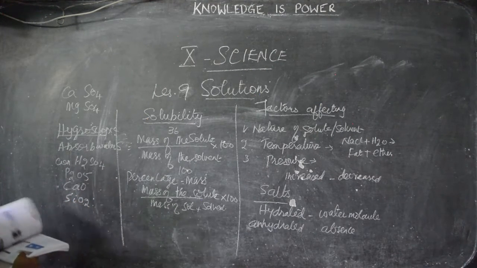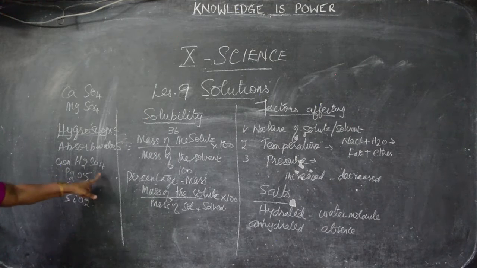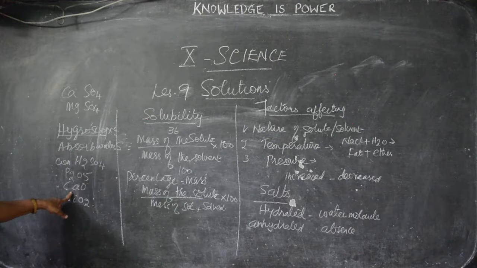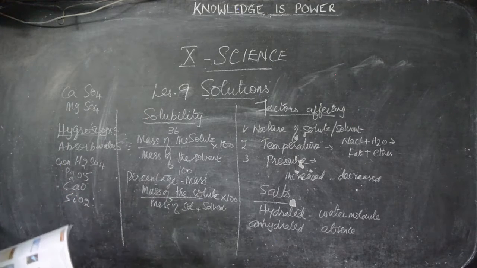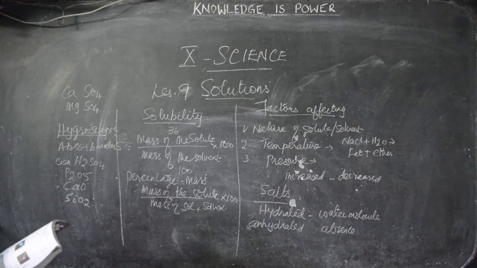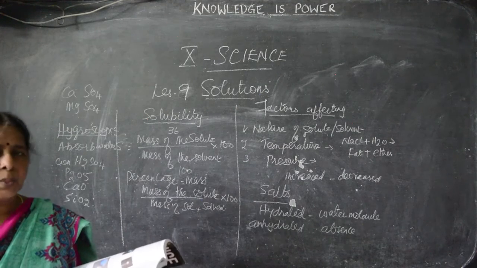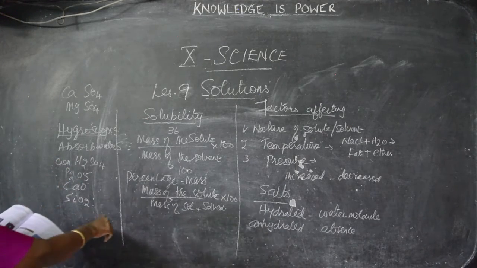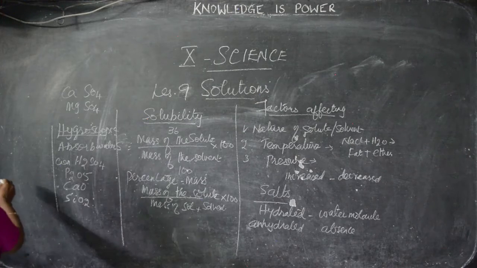These are hygroscopic. This is concentrated sulfuric acid. This is phosphorus pentoxide. This is calcium oxide. This is silica gel, silicon dioxide. These are hygroscopic substances. Now next you have to learn deliquescent substances. Deliquescence is opposite to hygroscopic. Hygroscopic substances absorb the water; here, deliquescents remove the water. What is deliquescence? We'll see now.